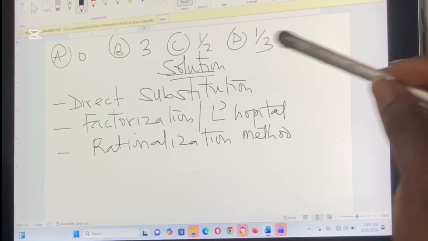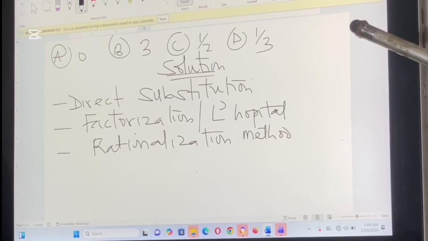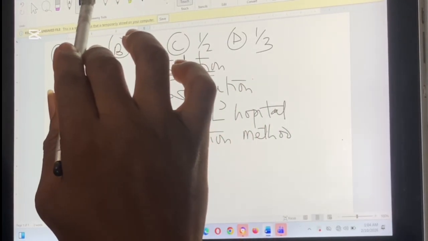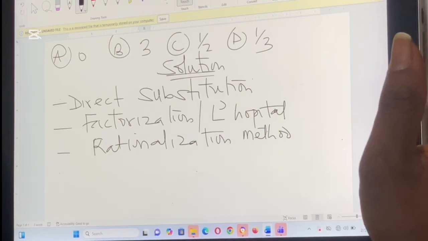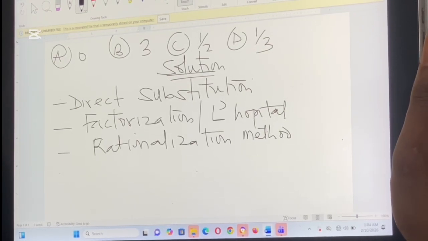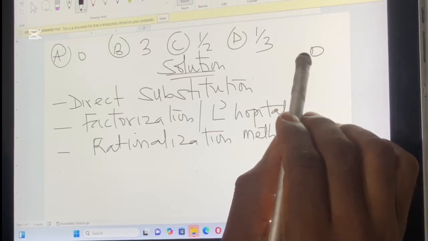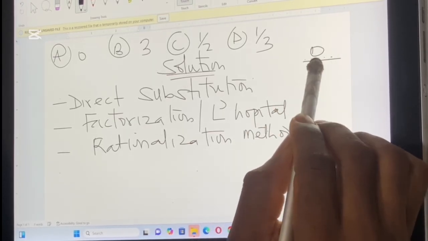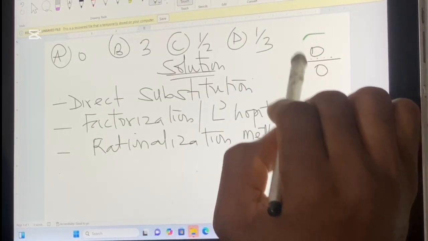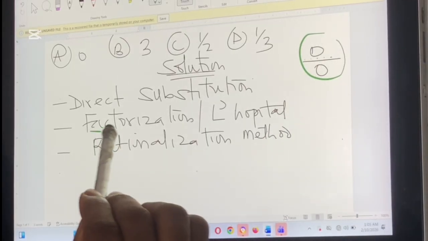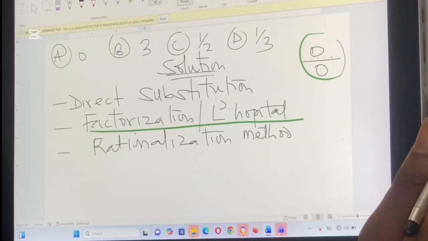Class, whenever you are given any question on limits, when the value of s tends to a particular number, the first thing to do is to use direct substitution method. Please take note. But when you replace the value and the numerator result is 0, and the result of the denominator is also 0, that particular limit will be indeterminate limit. And that limit will be solved using factorization method or the L'Hopital's rule.